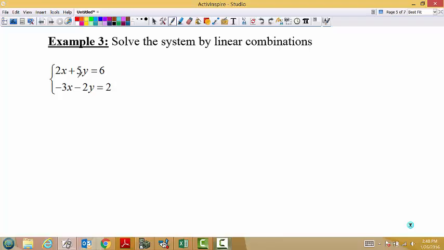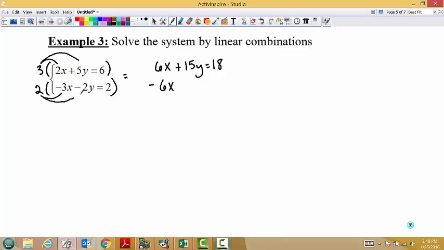So the easiest thing to do is look at your opposite signs. Now this time both of them are. So I'm going to get rid of my x's. I can multiply the first one by 3 and the bottom one by 2. And if I do that, watch what happens. 3 times 2 is 6, 15, and 18. And then on the bottom, negative 6x, negative 4y, and positive 4.